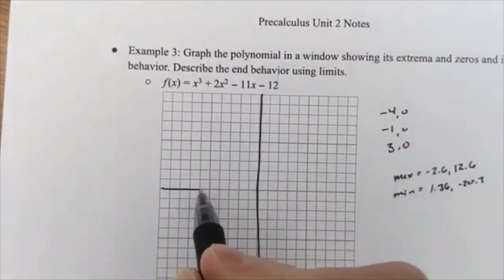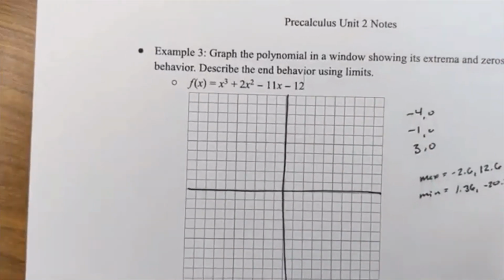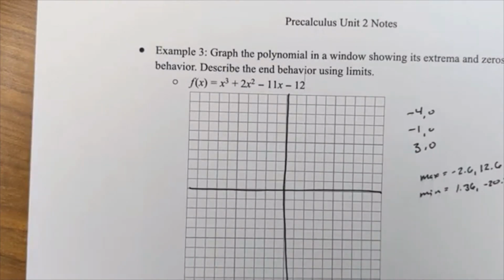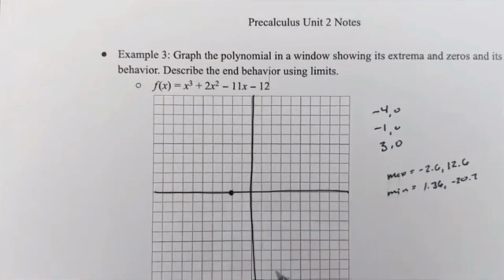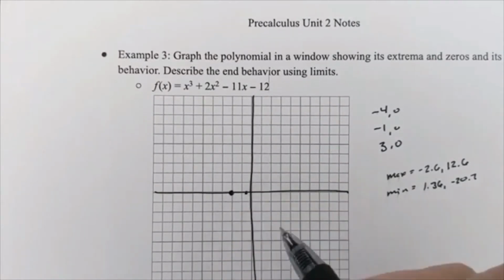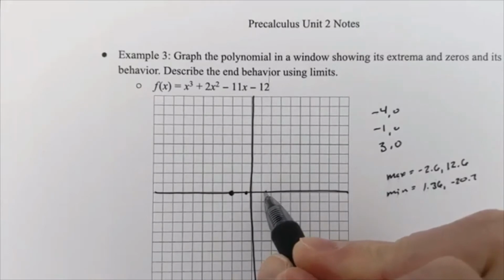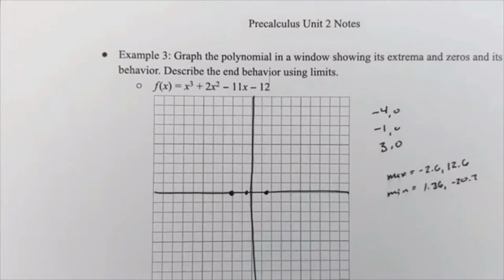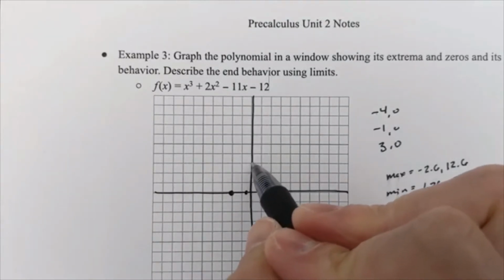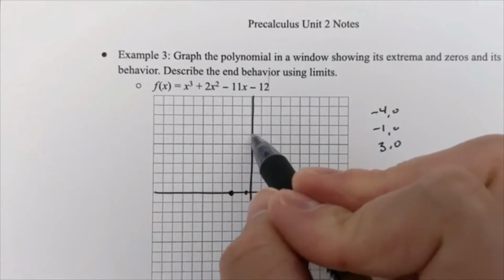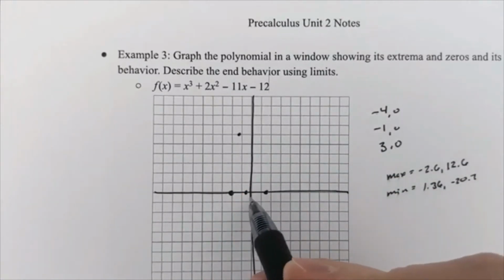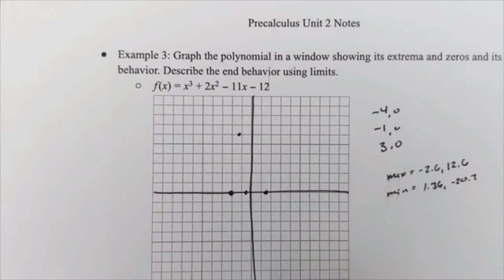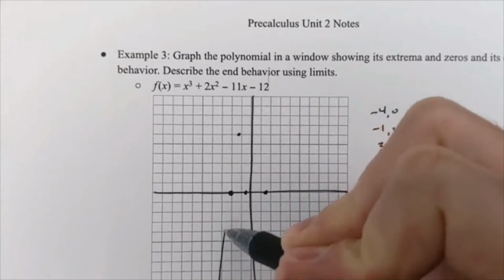So drop our axes in here. We have to count by 2's in order to get these in. So -4, 0 is right there, -1, 0 is right there, 3, 0 is right there. So there's my zeros. I have a max at -2.6, 12, so 2, 4, 6, 8, 10, 12. There's -2, so it's going to be about here. And a minimum at 1.3, so that's 1, and then way down here.